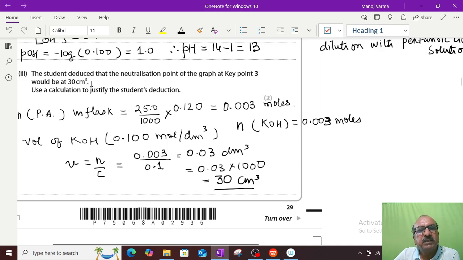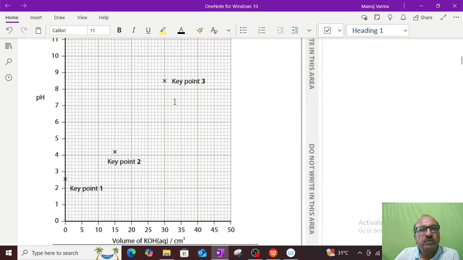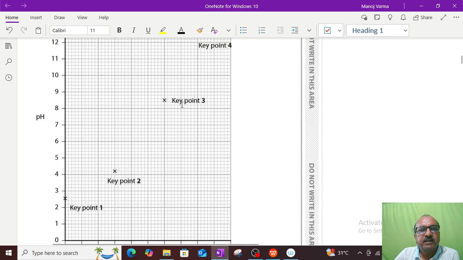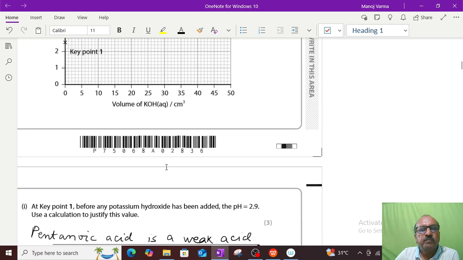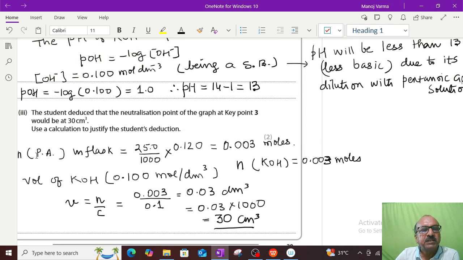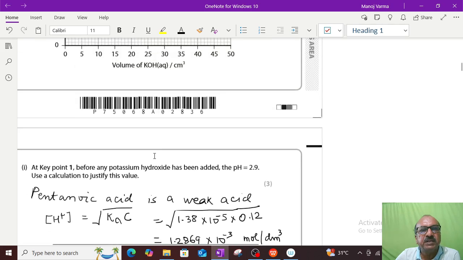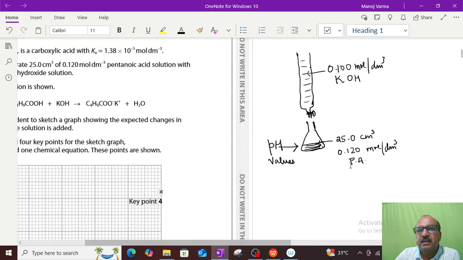So the neutralization point occurs at 30 centimeter cube. So if you look here, the key point 3, that is the neutralization point, and the volume is 30 centimeter cube. So how can we arrive at this value of 30 centimeter cube? So first let us find out the number of moles of the pentanoic acid that we have taken in the flask. As you would remember, we have taken 25 centimeter cube of the pentanoic acid in the flask, and its concentration is 0.12.